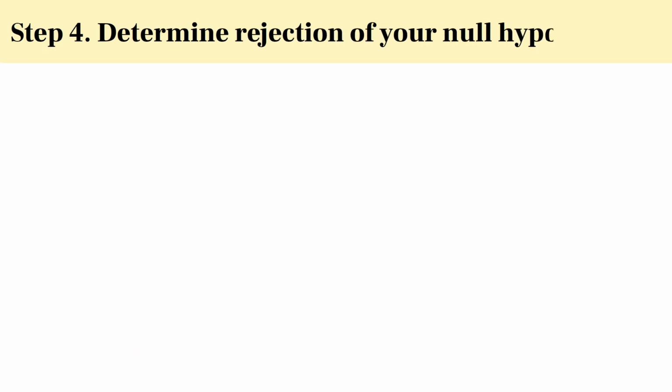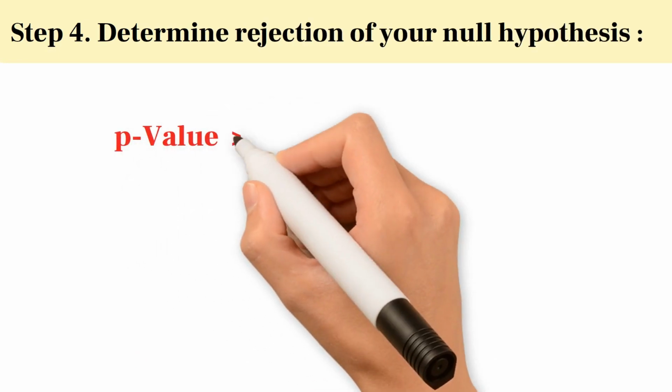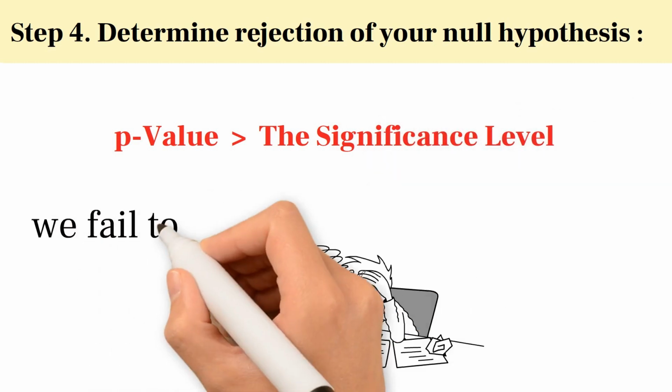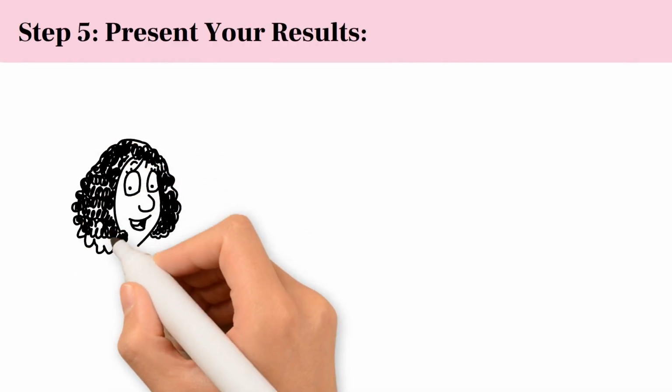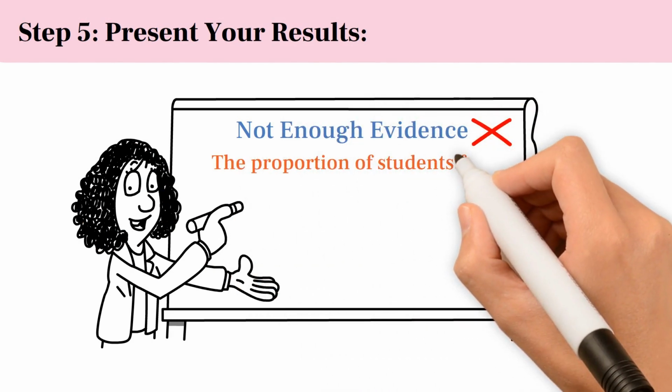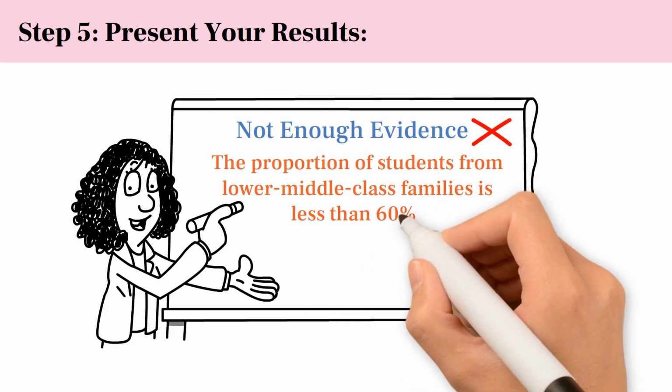Step 4. Determine rejection of your null hypothesis. Since the p-value is greater than the significance level, we fail to reject the null hypothesis. Step 5. Present your results. The teacher can conclude that there is not enough evidence to suggest that the proportion of students from lower middle class families is less than 60%.